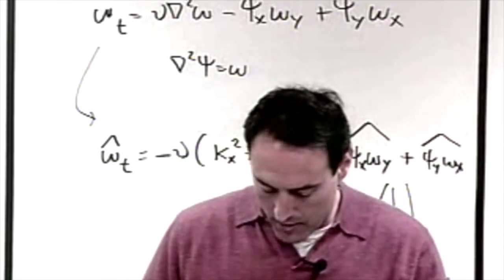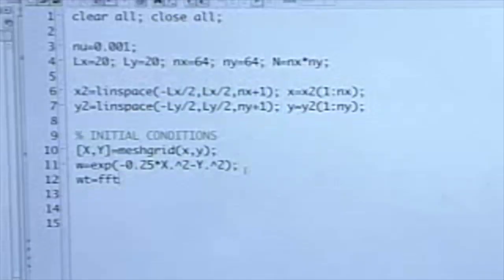This is what we want. We want the Fourier transform of this, so you just FFT2 it. There. Simple as that. And in addition, we're going to have to stack this thing up, right? So that's easy enough to do.